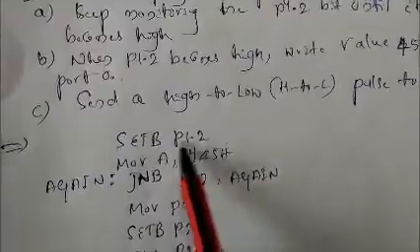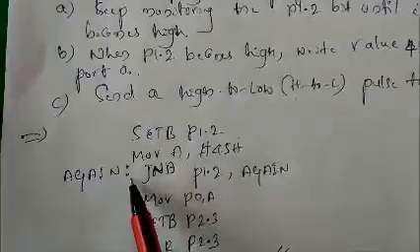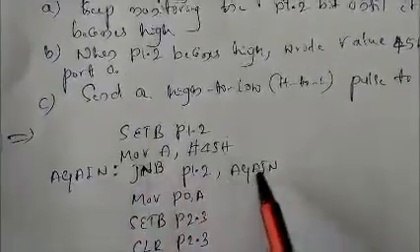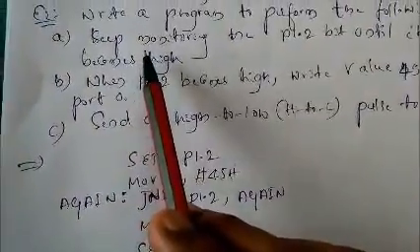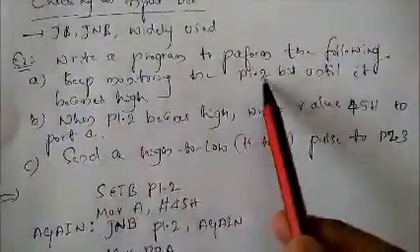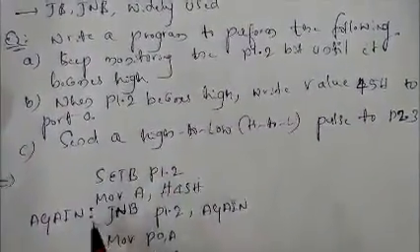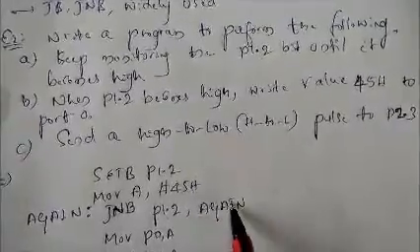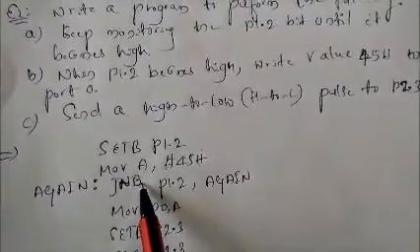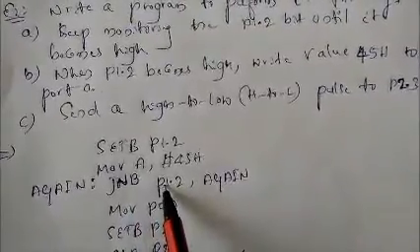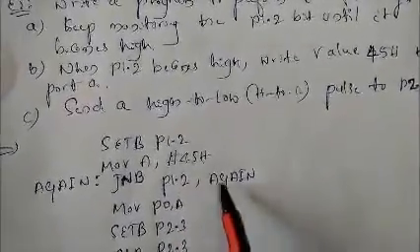After this, MOV A, #45H. I am loading 45H into the accumulator. Next, again: JNB P1.2, again. Here they said keep monitoring P1.2 until it becomes high, so I am going to monitor continuously. So I need the jump if not bit: if it is not logically 1, then make it jump to the label again.